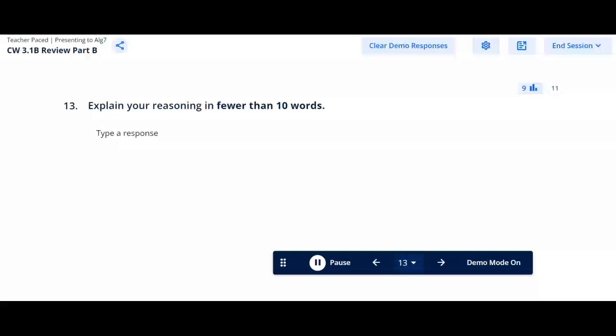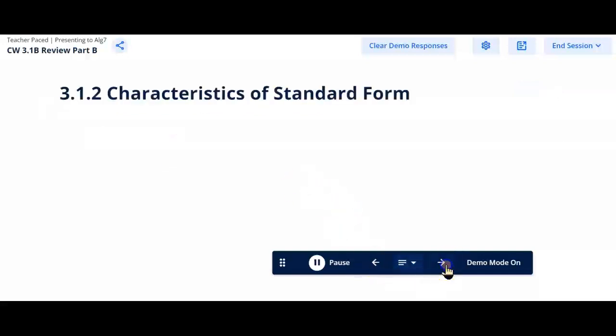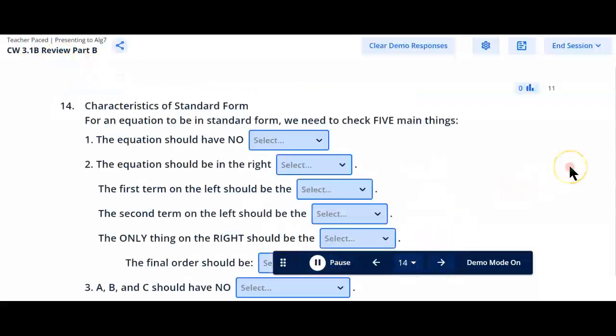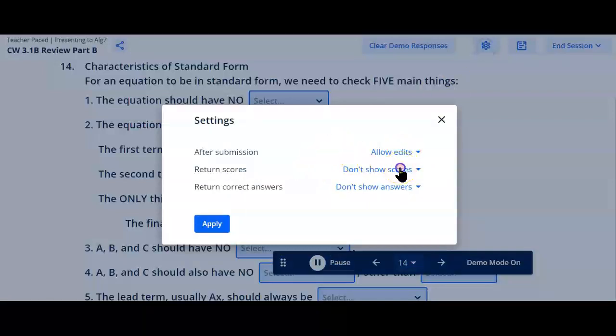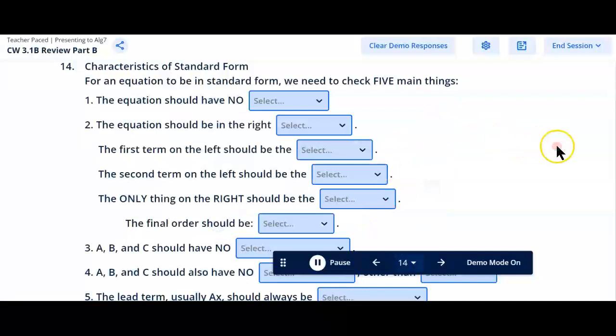Okay, everyone has good points there. All right, we're going to pause here. Characteristics of standard form recap. We have our notes. I'm going to turn on the instant check so you can check your progress.